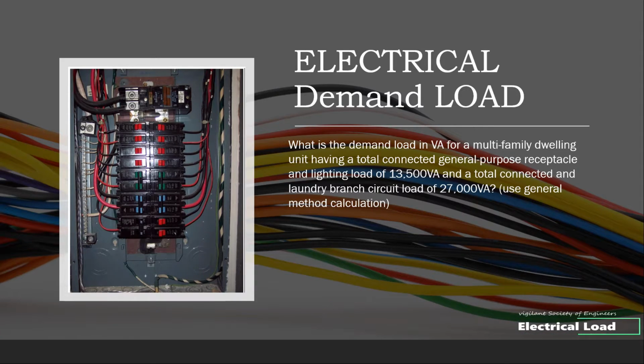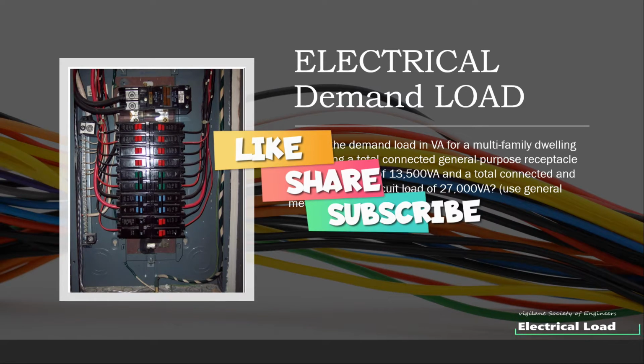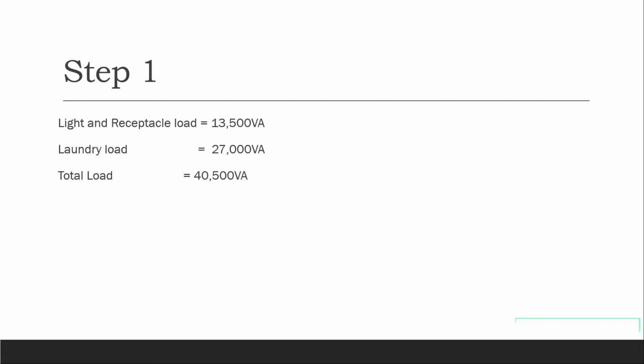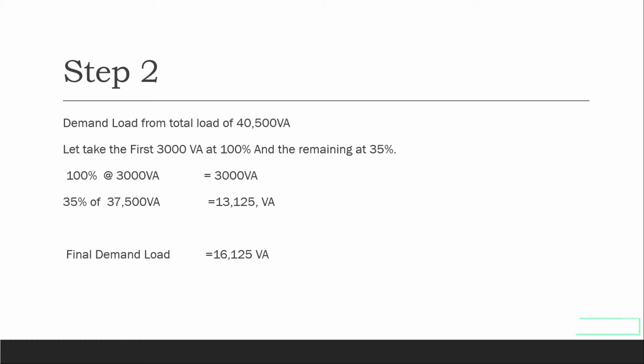We're going to use the general method calculation. In the general method calculation, pretty much is a standard approach that we use in calculating electrical loads. First, we're going to start off by finding the total electrical loads as given in the question. Within this question we have the lighting and receptacle loads of 13,500 VA and the laundry loads of 27,000 VA in this multi-family dwelling. So the total load in question is 40,500 VA. Then, proceeding, we should calculate the demand load.